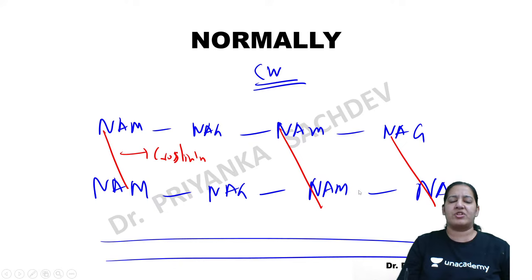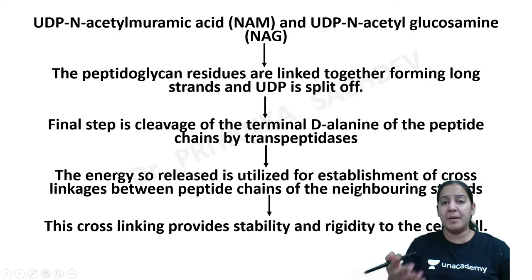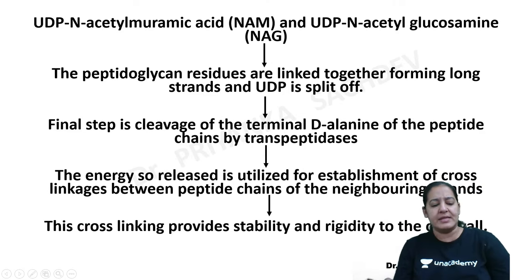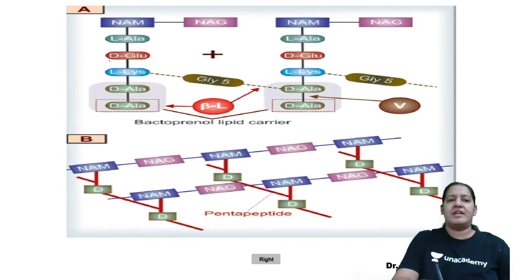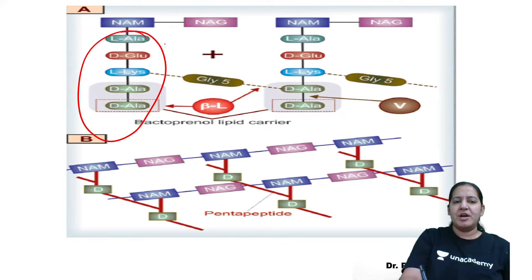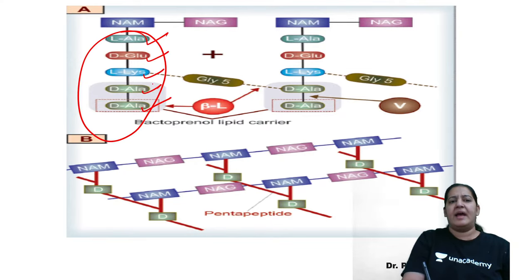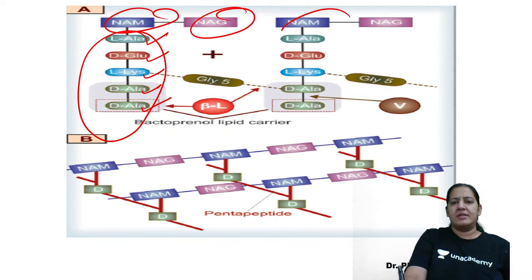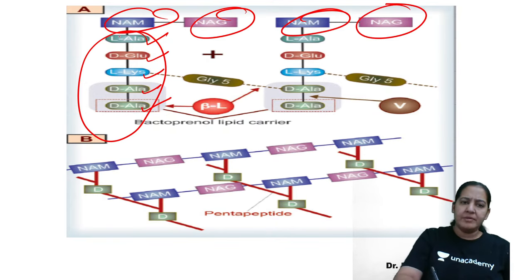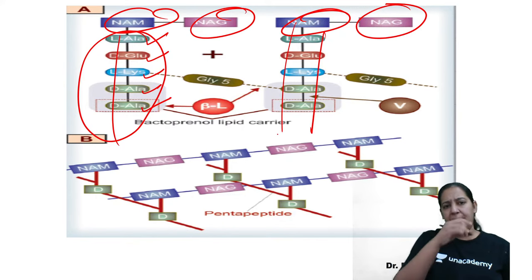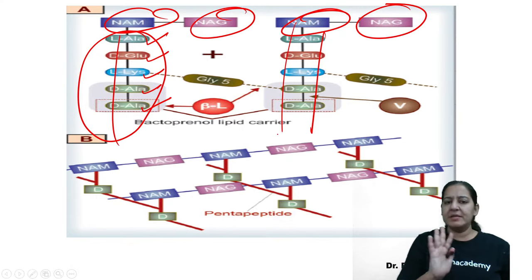If you got the normal structure, let me tell you the detail about how beta-lactam antibiotics inhibit cell wall synthesis. So in the NAM unit, there is a pentamer in the end. You can see this pentamer, that is alanine, glutamine, lysine, alanine and alanine. You can see this is NAM, this is NAG. This is NAM, this is NAG. In all the NAM, there is a pentamer in the end. The pentamer is always there.